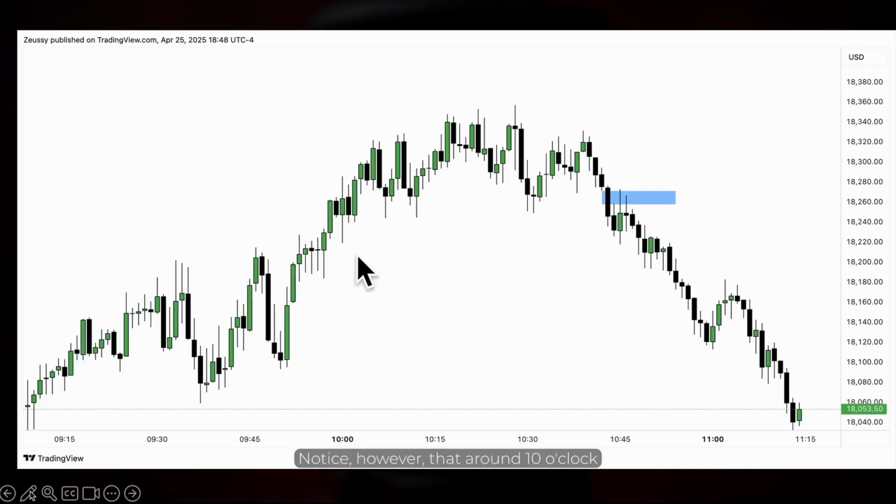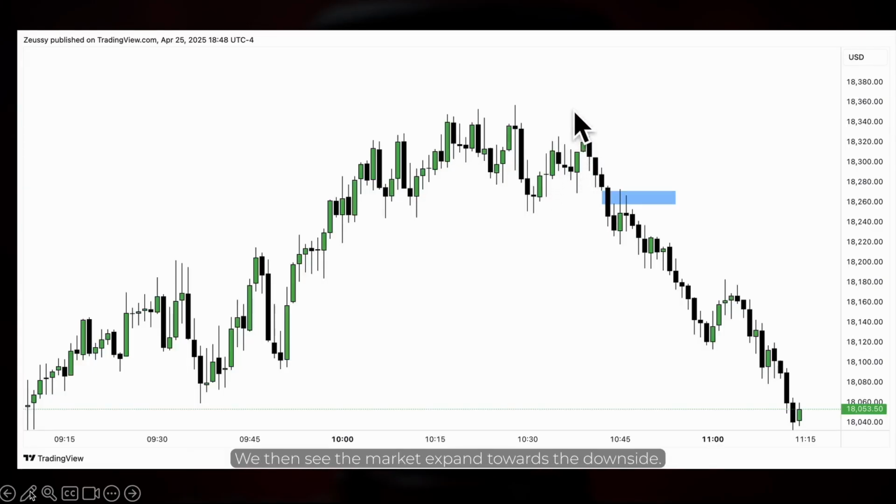Notice, however, that around 10 o'clock right here, we formed this imbalance. We see the market then expand higher, and notice that it slowly delivers towards the upside. It's in a very slow way being delivered higher. This is a high resistance liquidity run. Eventually around 10:30, right here, the market forms this high, and we see it displace towards the downside with these large down close candles. The market retraces, right here, and consolidation is taking place.